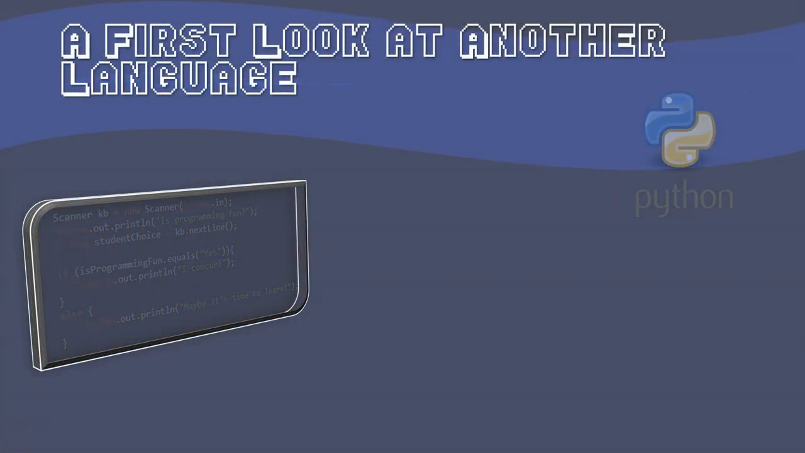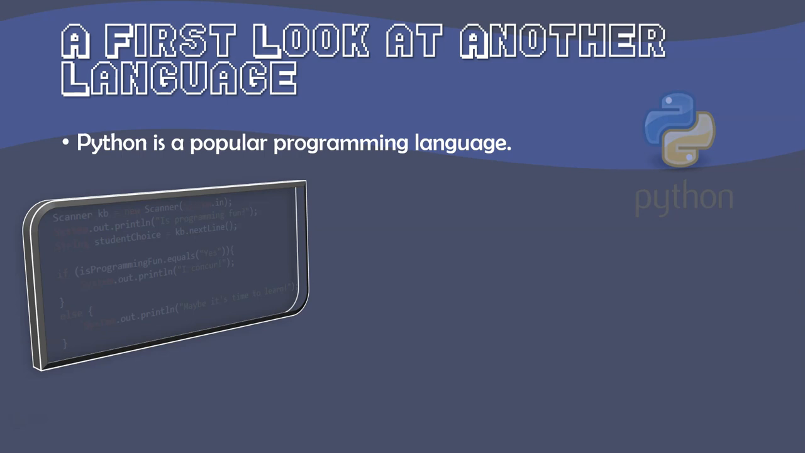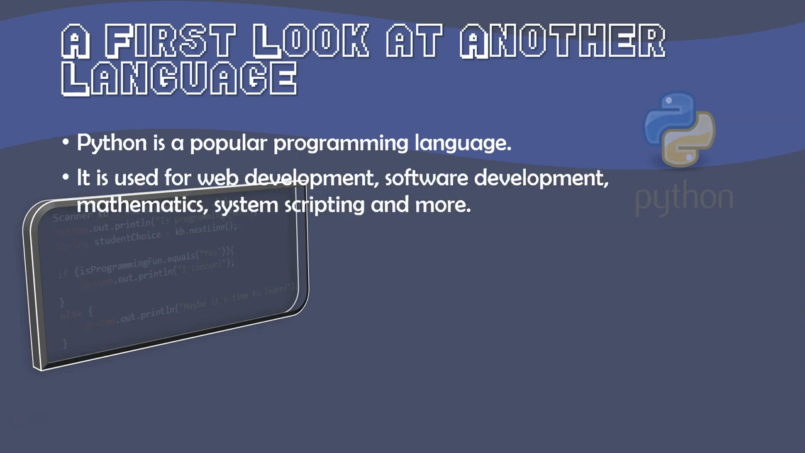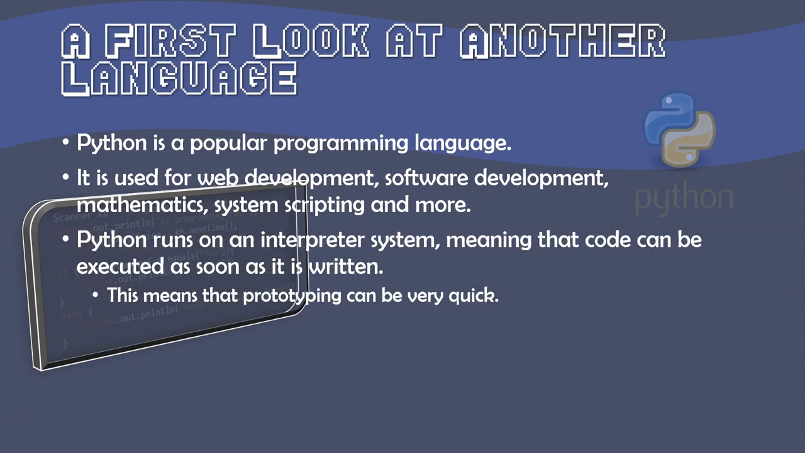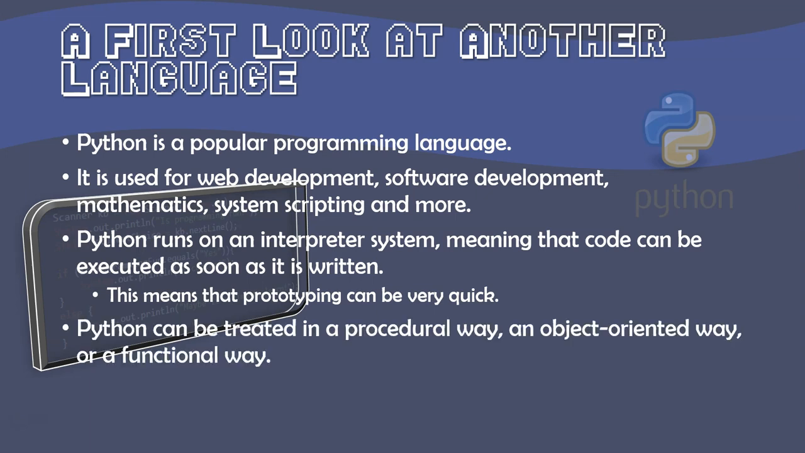So this is our first look at another language. Python, of course, is the language we're looking at, and it's a very popular programming language. It's used for many different applications such as web development, software development, mathematical applications, system scripts, and much more. Now, Python runs on what's known as an interpreter system, meaning that the code can be executed as soon as it's written, and it also means because of that, your prototyping can be done very quickly.